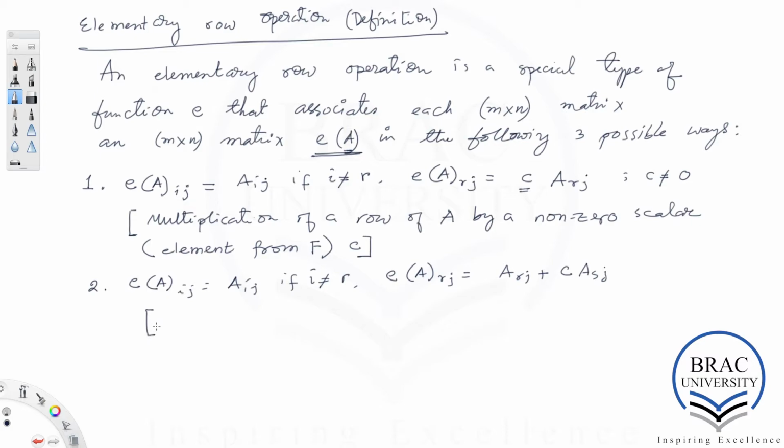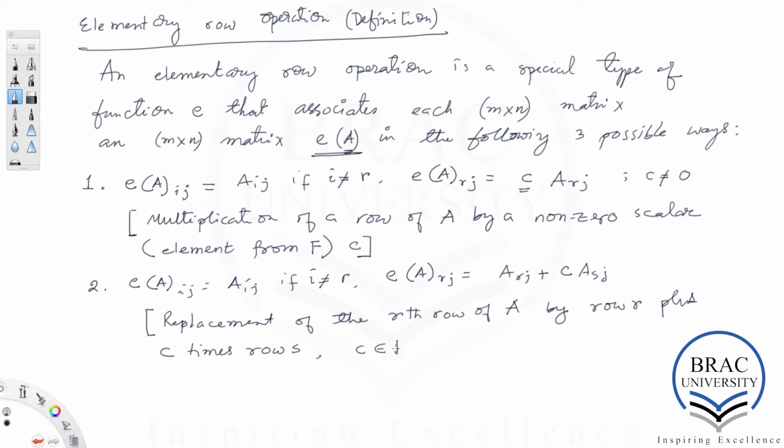So I write it in words. It means replacement of the rth row of the matrix A by row R plus C times row S. Here C can be any scalar from the field F, and R is taken to be unequal to S. Okay, the two rows under consideration should not be equal.